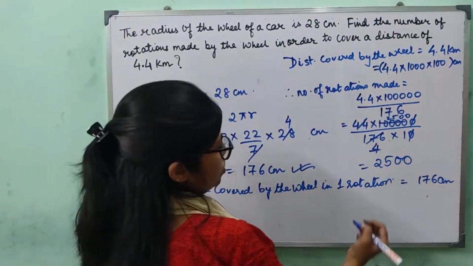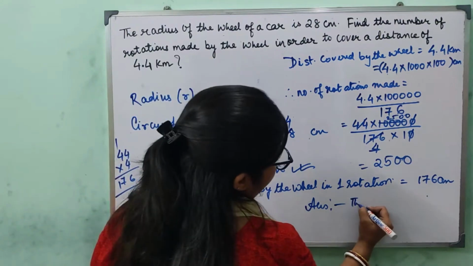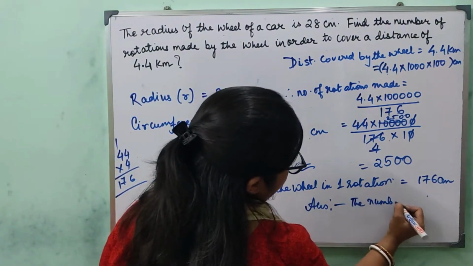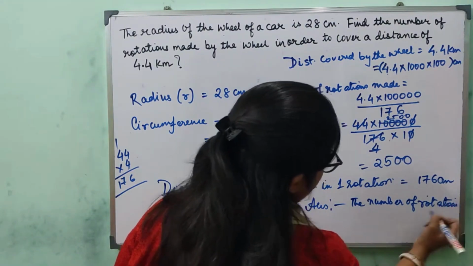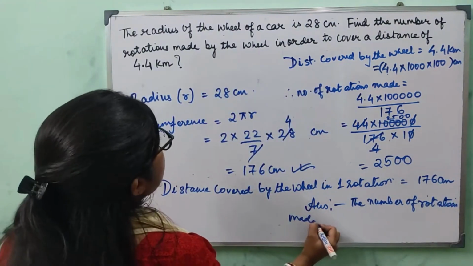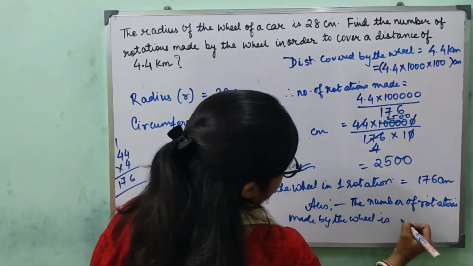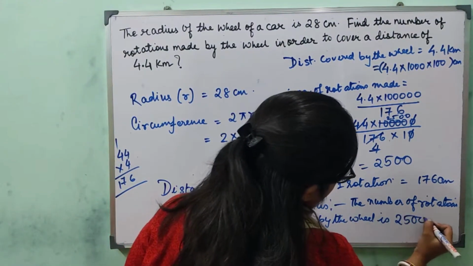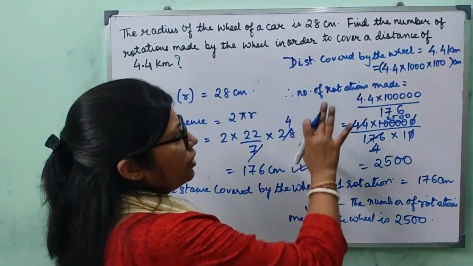So 2500. So your answer is the number of rotations made by the wheel is 2500.